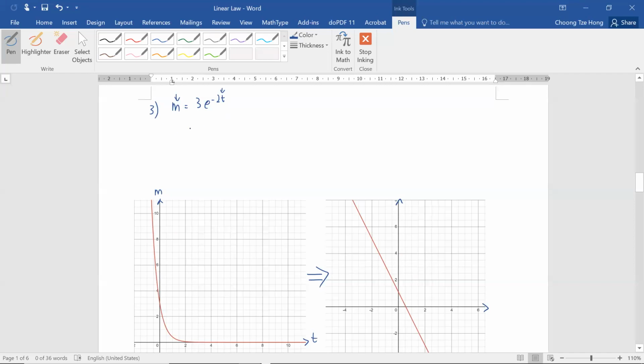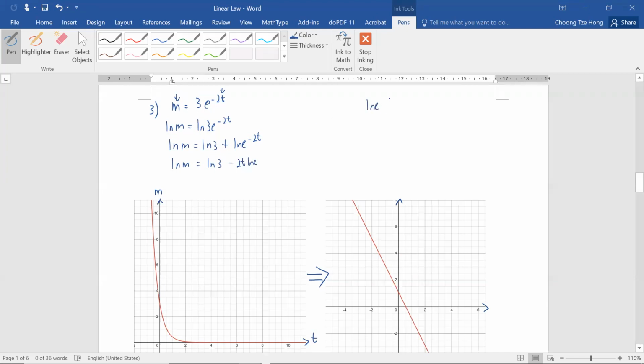So same thing, we need to do manipulation. For a question like this with an e, the moment you see the e, it has to do with the ln function. So you will ln it. Then ln m will be ln 3 plus ln e to the power of negative 2t. Use the product law of logarithms, then the power law, bring the power down. Then ln e is 1, right?